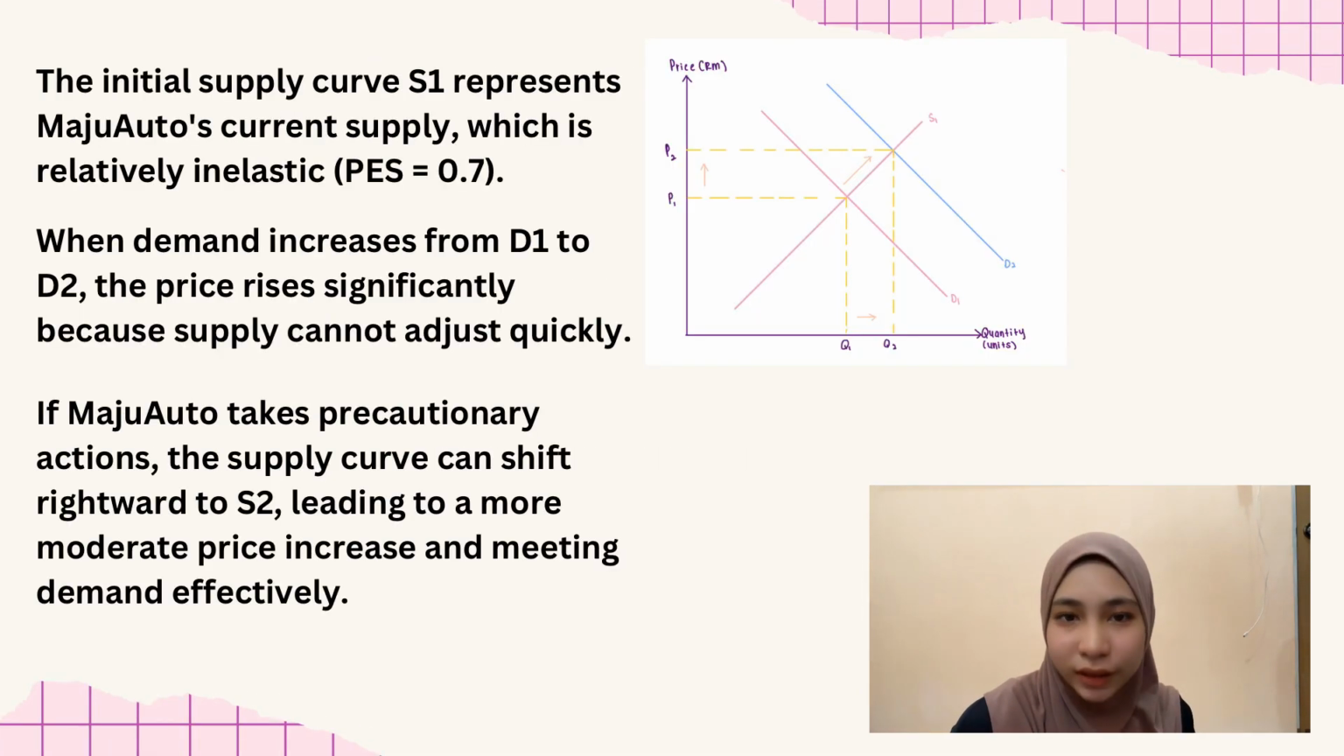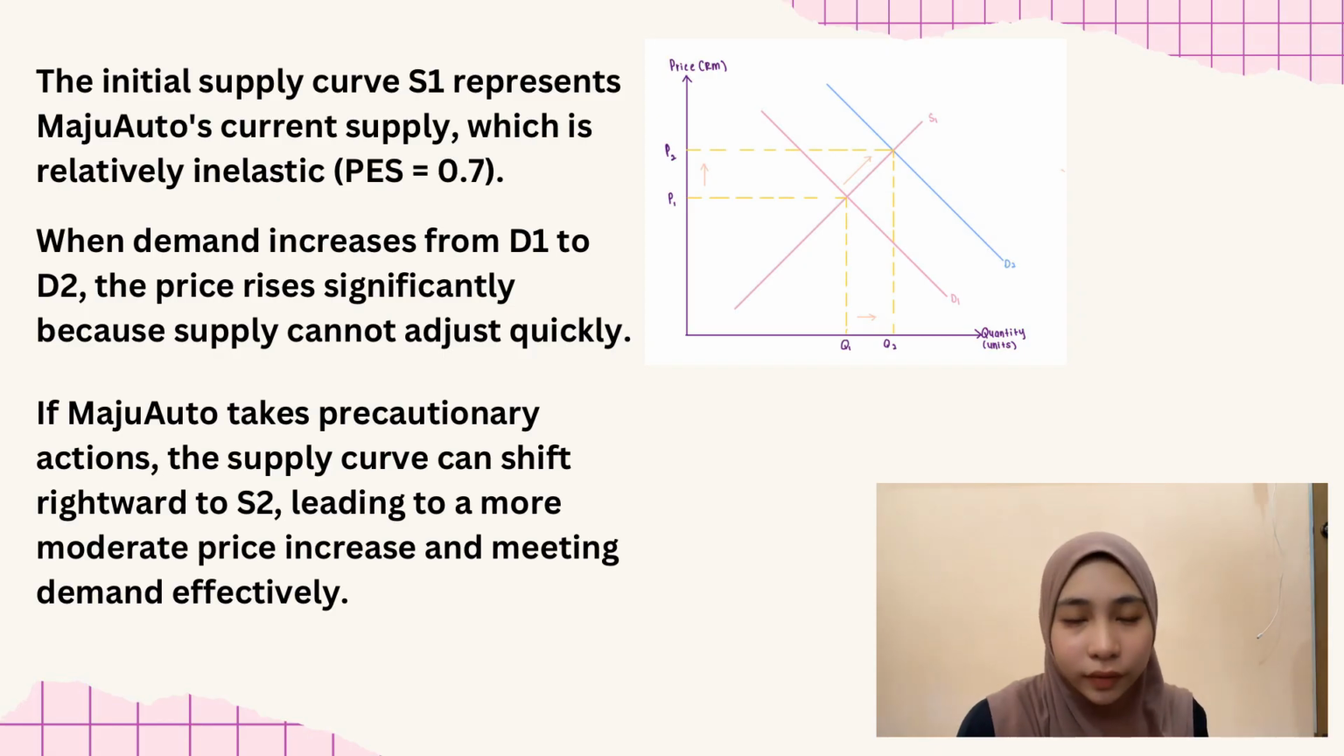For the graph explanation, a supply curve with a PES of 0.7 will be relatively steep, indicating that even a significant price increase will result in only a modest increase in the quantity supplied. By preparing in advance, Maju Auto can shift the supply curve rightward to mitigate price fluctuation.